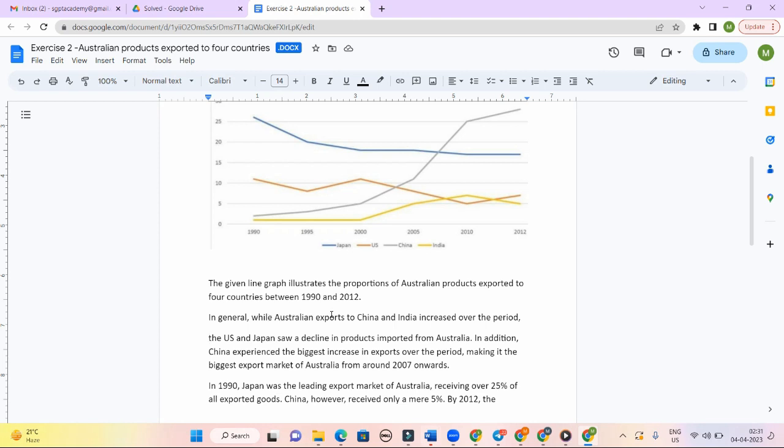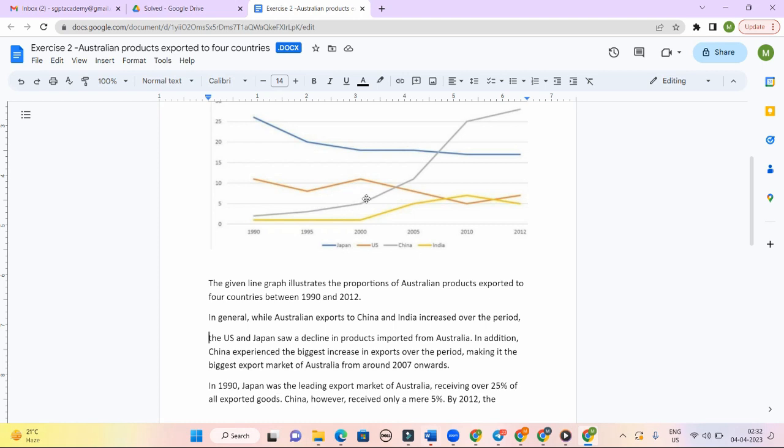In general, while Australia's exports to China and India increased over the period, the US and Japan saw a decline in products. You can see Japan and the US both are showing a decline in products imported from Australia. In addition, China experienced the biggest increase in exports over the period, making it the biggest export market of Australia from around 2007 onwards.